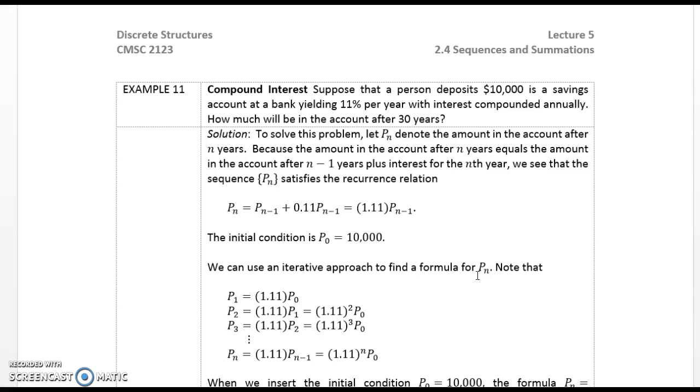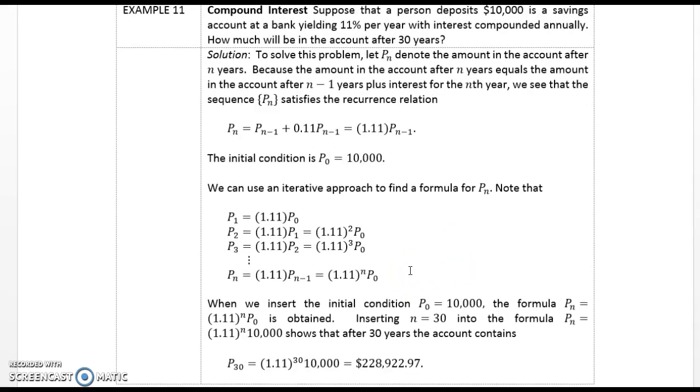Solution. To solve this problem, let P subscript n denote the amount in the account after n years. Because the amount in the account after n years equals the amount in the account after n minus 1 years plus interest for the nth year, we see that the sequence P subscript n satisfies the recurrence relation P sub n is equal to P sub n minus 1 plus 0.11 times P sub n minus 1, which is equal to 1.11 times P subscript n minus 1. The initial condition is P sub 0 is equal to $10,000.